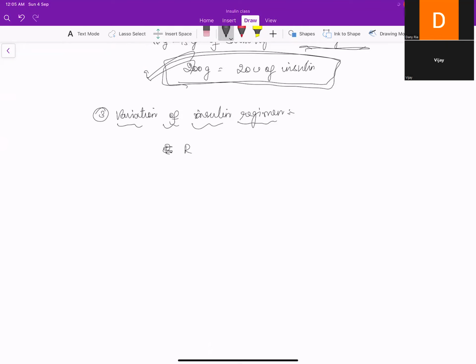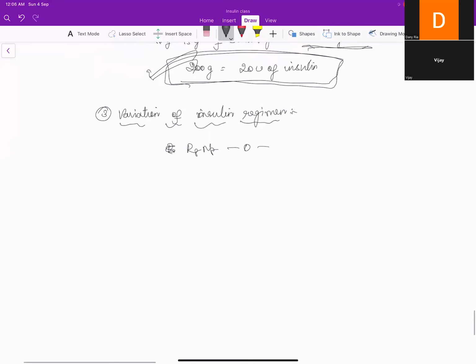R8, N8. Just 10 minutes left. Okay, we will finish. This is one regimen given by my diabetologist. He didn't give it in the night. He gave one R in the morning. So this is a basal plus regimen.